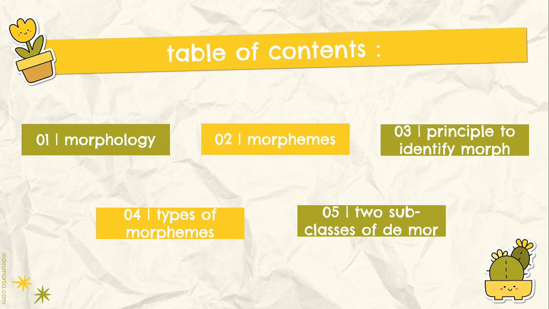A table of contents. 1. Morphology. 2. Morphemes. 3. Principles to identify morphemes. 4. Types of morphemes. And the last is 5. Two subclasses of derivational morphemes.